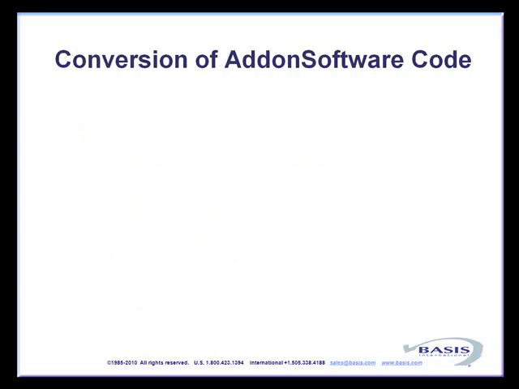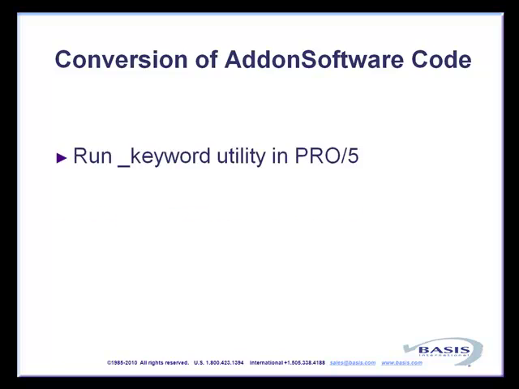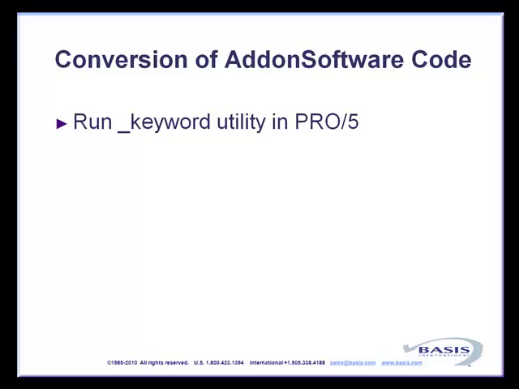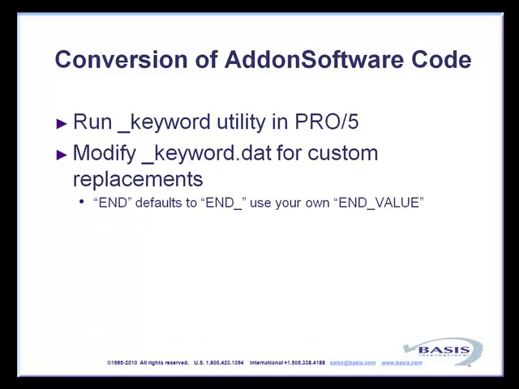So what did we need to do to convert the packaged add-on software code? Firstly, we need to run the _keyword utility in Pro5. So it's a Pro5 utility that works against a tokenized program set. We can modify the _keyword.dat file, which actually contains the replacements for the keywords that are used in BBJ. So for example, end will default to end underscore, and you may decide to use your own value of end underscore value rather than end underscore. So you're free to make those changes.